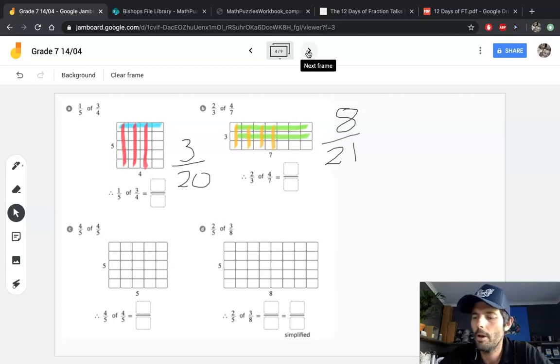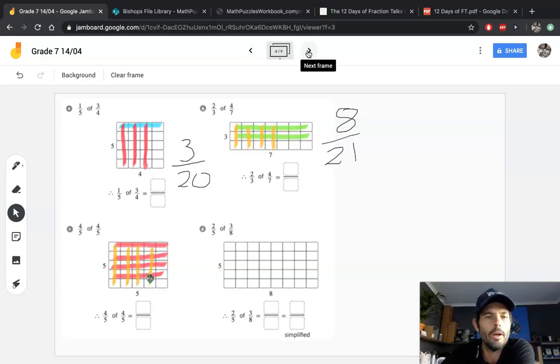Okay, I'm going to carry on. Hopefully you guys have figured out C and D. Let's have a look. So it's 4/5 of 4/5. So we have a 5 by 5 grid, so 25 blocks. I need to color in 4 of these rows because it's 4/5, and there are 5 rows. So I'm coloring in 4 of the 5 rows. Okay, I'm going to go to yellow. And now I need to color in 4 of the 5 vertical columns.